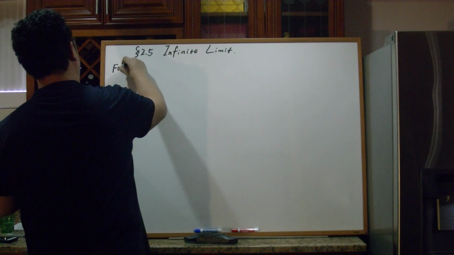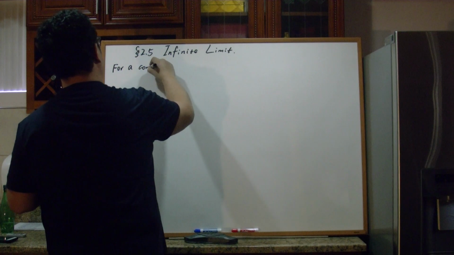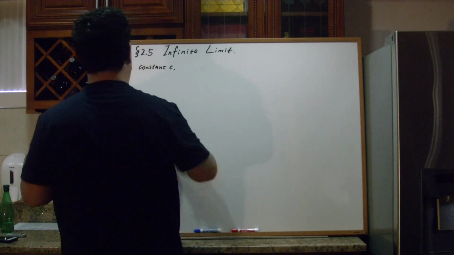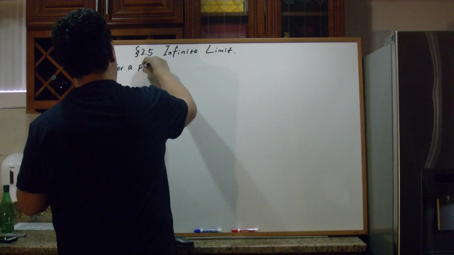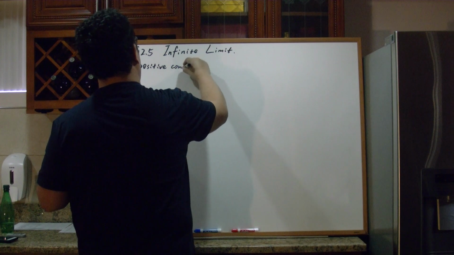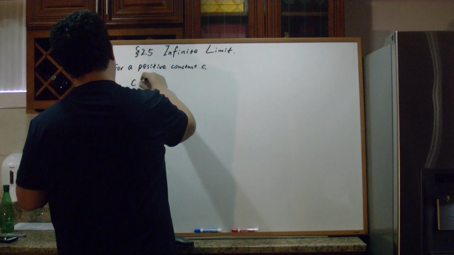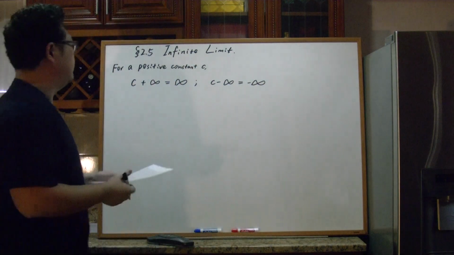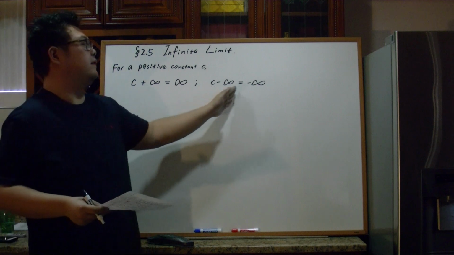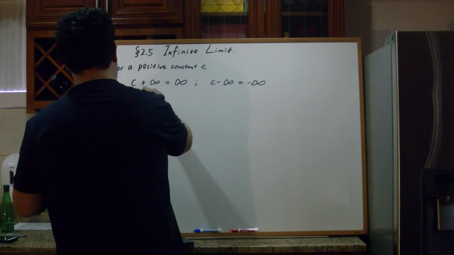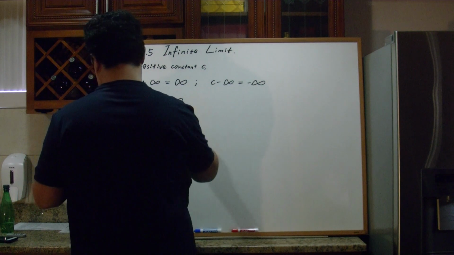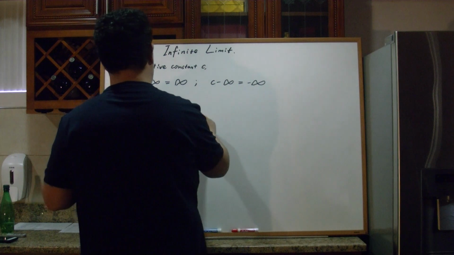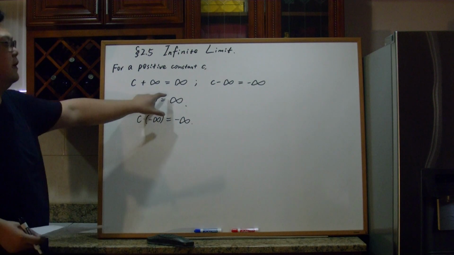So, properties for a constant C. Let's say a positive constant. As long as it's a constant, adding it to infinity is infinity. If we subtract infinity, it will be negative infinity. A constant times infinity will be positive infinity. A constant times negative infinity will be negative infinity for C positive. And when C is negative, that will be opposite, right?